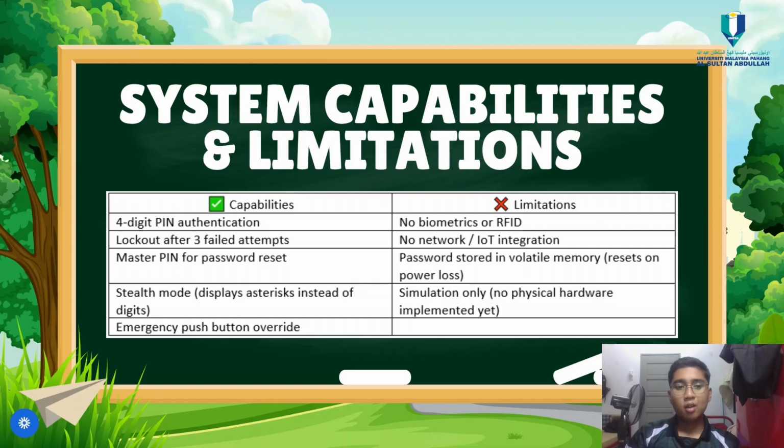So this is our system capabilities and limitations. As you can see here, our system has several capabilities. It supports 4-digit PIN authentication. Then we have a lockout after 3 failed attempts, a master PIN for password reset, a stealth mode that hides the PINs with asterisks, and the last one is emergency button override. However, there are also limitations. This system does not include biometric or RFID. Number 2, it has no network or IoT integration. Number 3, the password is stored in volatile memory, so it will be reset when there is a power loss. And the last one is it is for simulation only, so no physical hardware is implemented yet.